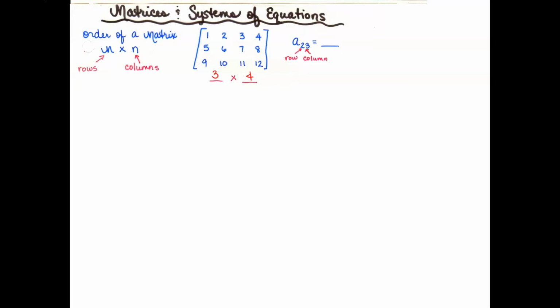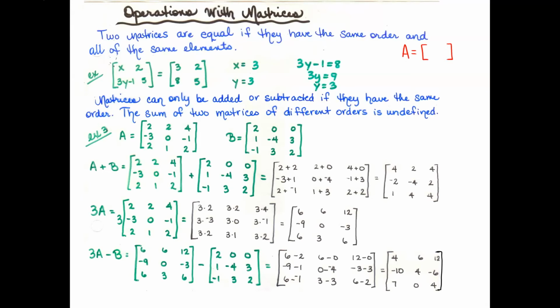Now, every number in that matrix is called an entry, and we can represent each of those entries with a subscript. The first number in the subscript tells you what row it's in, and the second number tells you what column it's in. So we're looking for the entry that is in row number 2 and column number 3. What's in row 2 and column 3? 7, exactly.